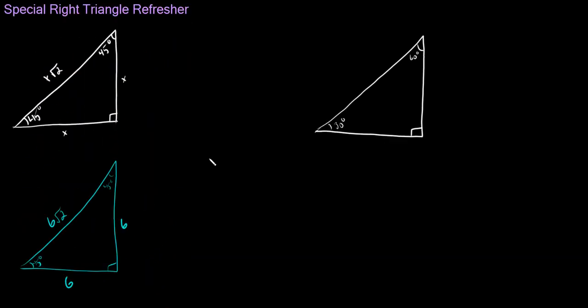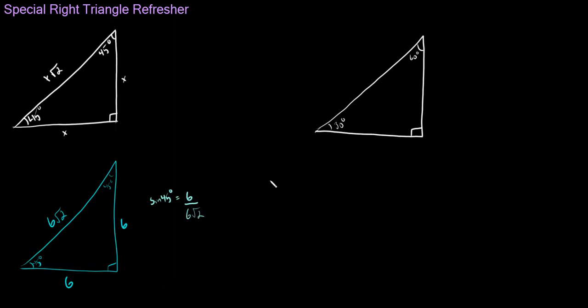Now there's another thing I want to talk about real quick before I move on to 30, 60, 90, and that's sine and cosine of 45 degrees. If we look at this one right here, we should remember that sine is opposite over hypotenuse. Let's say I want to do sine of 45 degrees. I can use either one of these angles; it doesn't matter. I'm going to use this one. So sine of 45 degrees is opposite 6 over hypotenuse 6 root 2.